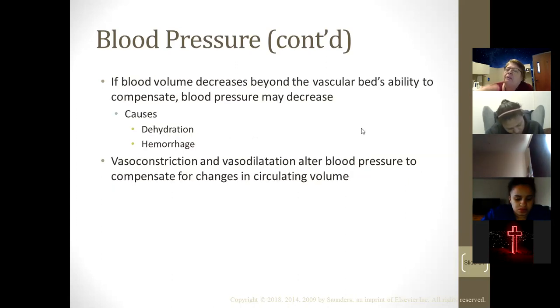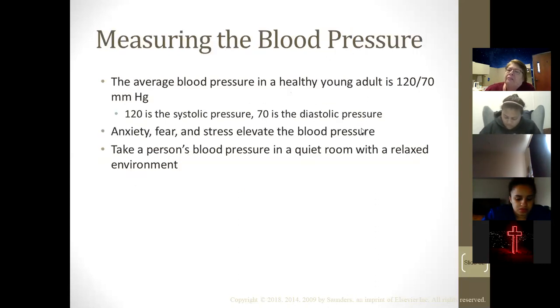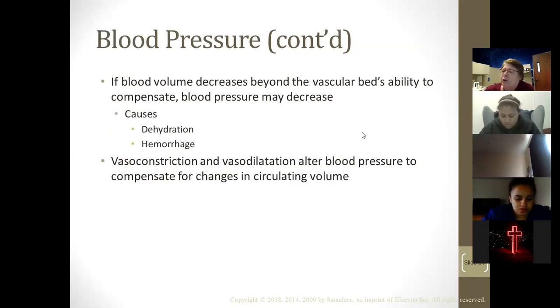So if the blood volume is decreased, your blood pressure is going to decrease. If you don't have enough blood to push around, there's not going to be as much force when the heart pushes it out, right? So people with dehydration or hemorrhage, their blood pressure is going to be pretty low. If you have excess fluid, fluid overload, your blood pressure is going to rise because there's more force on the arteries.